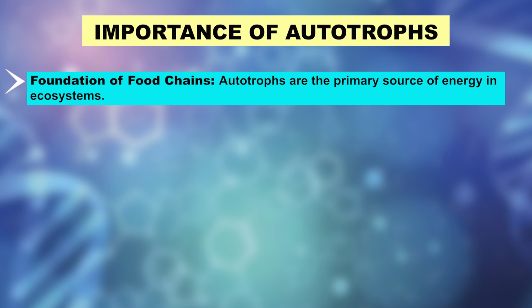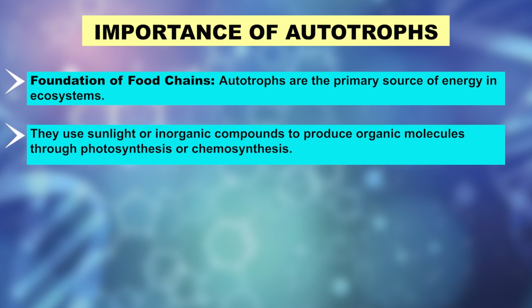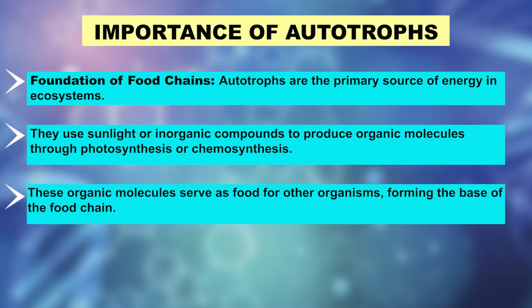Now, let us look into the importance of autotrophs. The first importance of autotrophs is that they are the foundation of any food chain. Autotrophs are the primary source of energy in the ecosystem. They use sunlight or inorganic compounds to produce organic molecules through photosynthesis or chemosynthesis. These organic molecules serve as food for other organisms for their energy and survival. So, they basically form the base of the food chain, and not just the food chain, they are the base of everything and everyone.